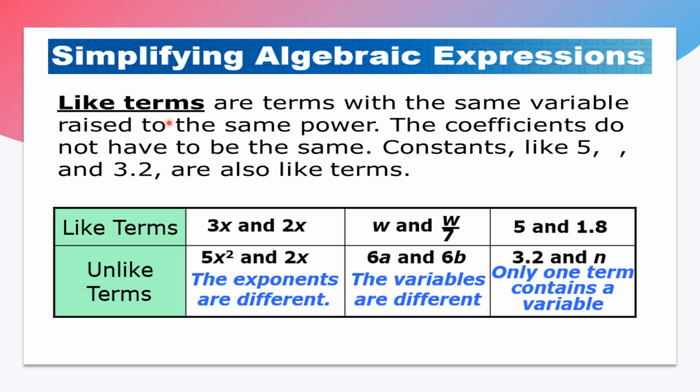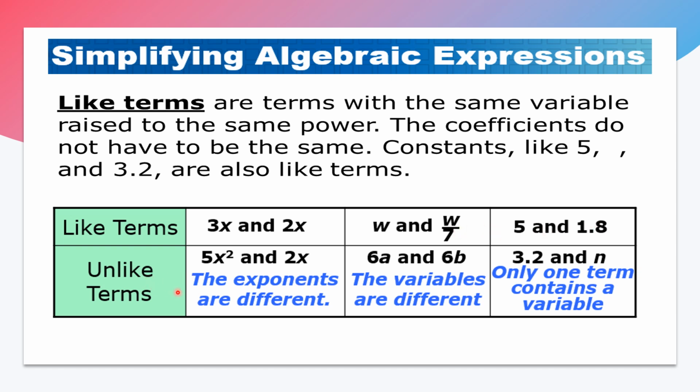Okay, so as you can see, like terms are terms with the same variable raised to the same power. The coefficients do not have to be the same. So constants like 5 and 3.2 are also like terms. So we have here 3x and 2x. These are like terms. And w and w over y are also like terms, and 5 and 1/8 are also like terms.